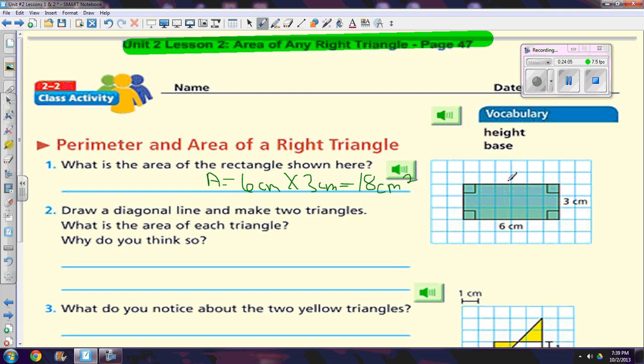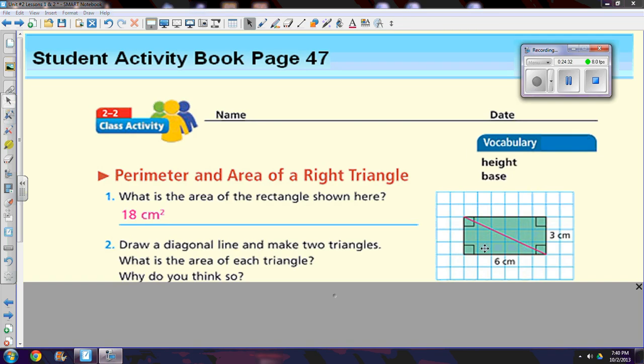All right, now it says draw a diagonal line and make 2 triangles. What is the area of each triangle? Why do you think so? So a diagonal line, if I were going to make a triangle right here, and here's my one triangle, and number 2. All right, so area of the whole rectangle was 6 times 3, 18 centimeters squared. Now we made 2 triangles.